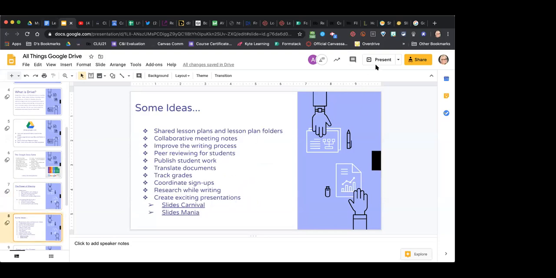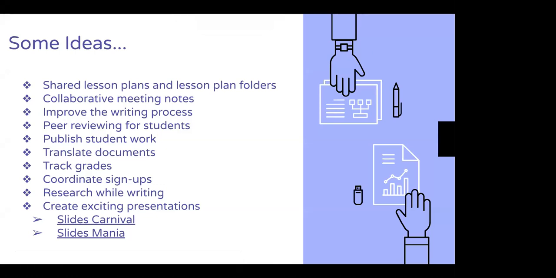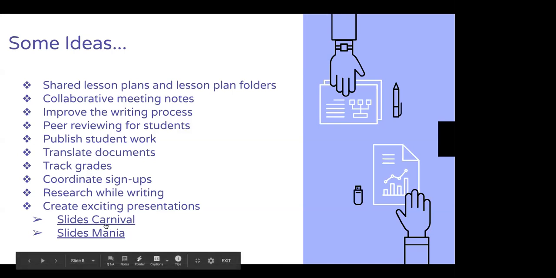Here are some others, and I might have to do a Google Drive 3 so we could get into spreadsheets and slides. But here are some others: sharing lesson plans and lesson plan folders, collaborative meeting notes, again improving the writing process and peer reviewing, publishing student work to the web, translating documents like we looked at, tracking grades. We would use a spreadsheet for that. Coordinating signups, that would be using Google Forms.